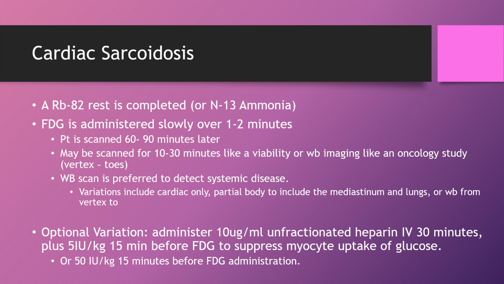So the two options there are 30 minutes before, they'll get 10 micrograms plus another 5 international units per kilogram 15 minutes later. And then 15 minutes after that, they'll get the FDG injection, or skip all of that altogether and just give them a higher dose of 50 international units per kilogram 15 minutes before the FDG administration.